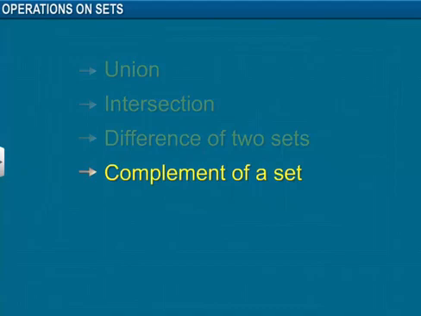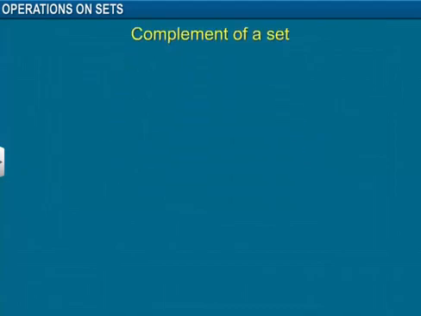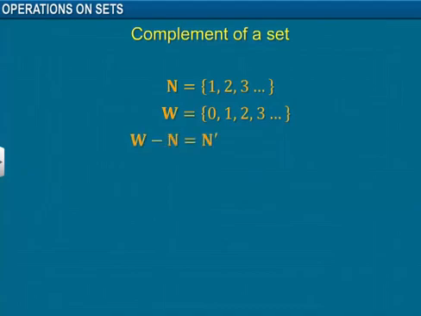Let's see an example to understand this. Let us consider the set of natural numbers. We can consider the set of whole numbers a universal set for the natural numbers. The difference of sets W and N is the complement of set N. The complement is denoted as shown. Therefore, the complement of set N with the universal set being the set of whole numbers is a singleton set with 0 as the element.